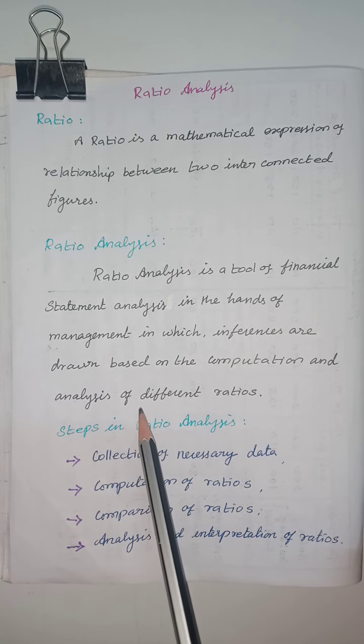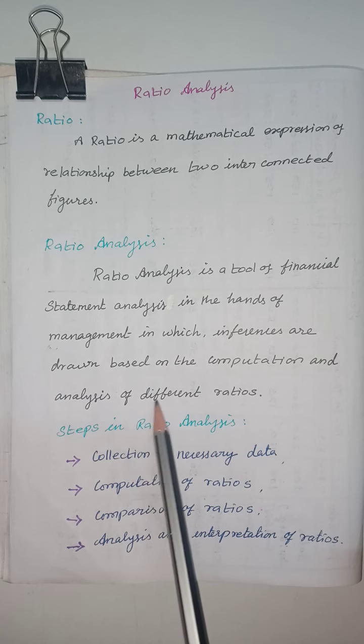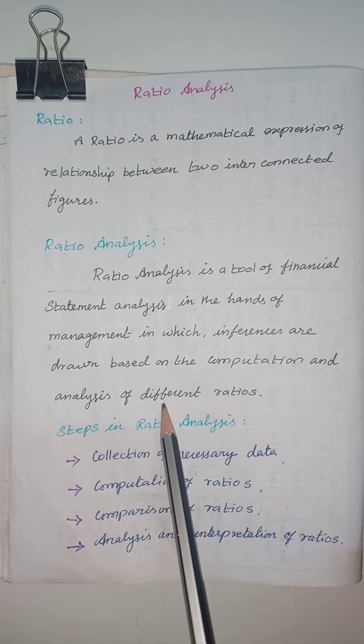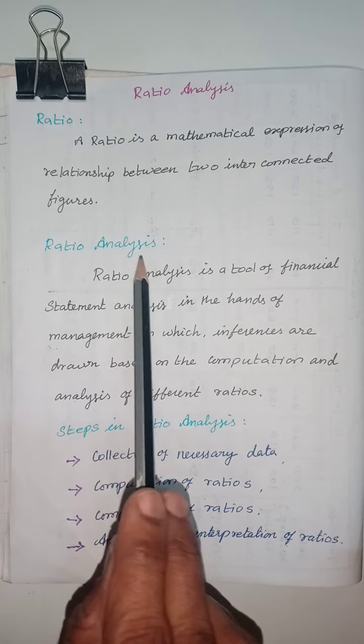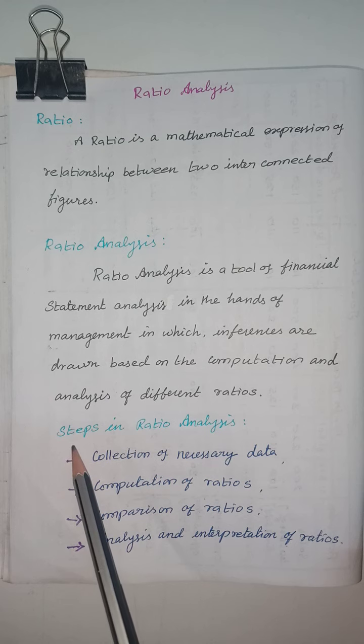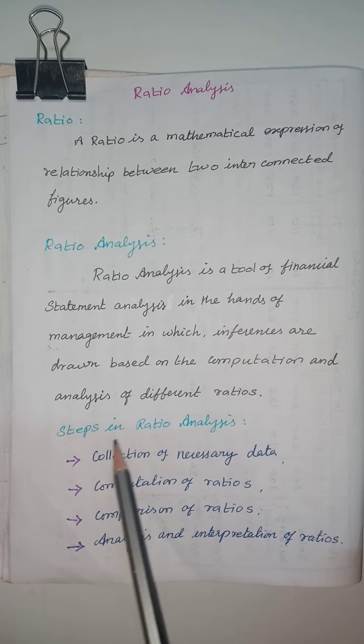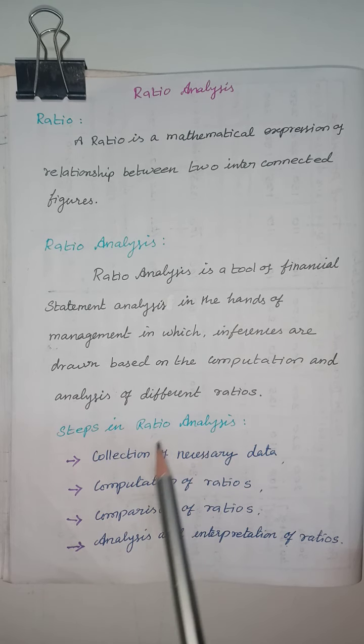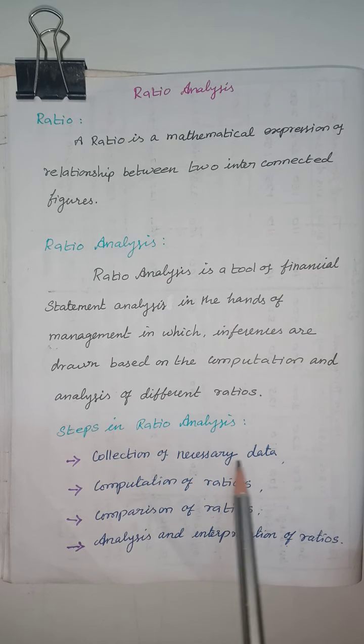So we have to find out various types of ratios. For example, gross profit ratio, net profit ratio, and liquidity ratio, which is current assets to current liabilities. So we find out the various ratios in this ratio analysis. Then what are the steps to be followed in ratio analysis? First, we have to collect the necessary data.